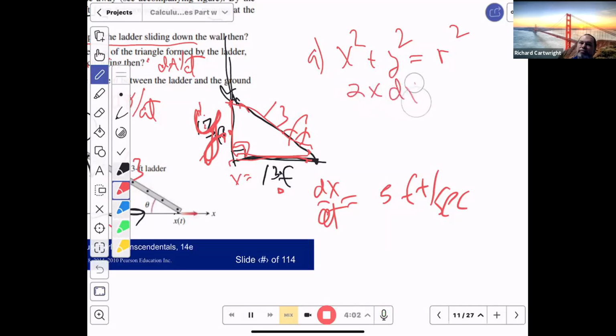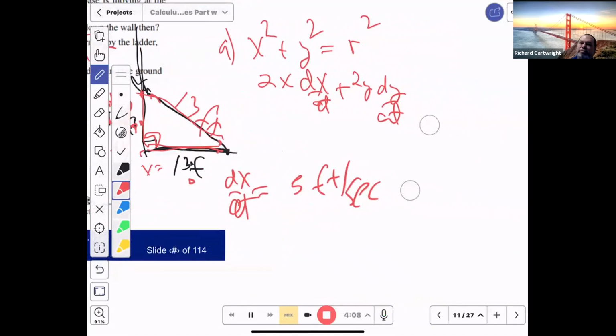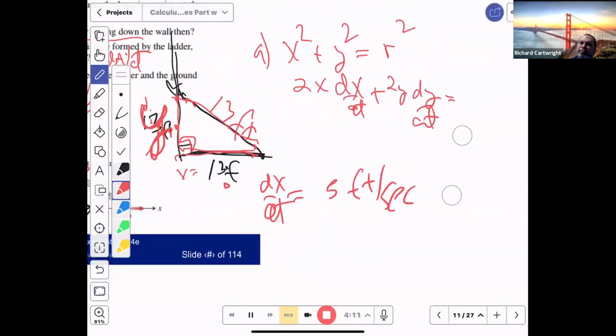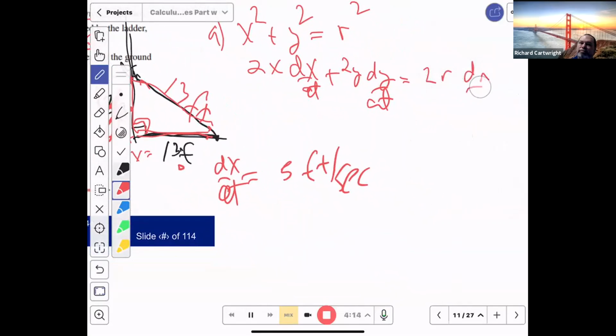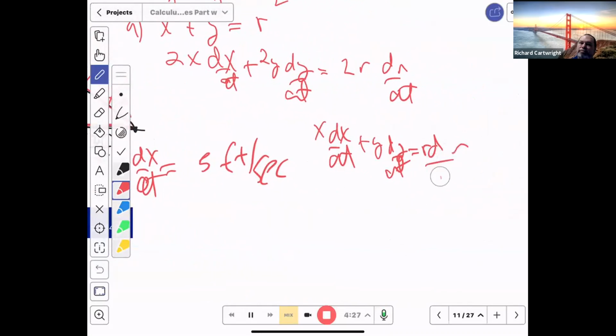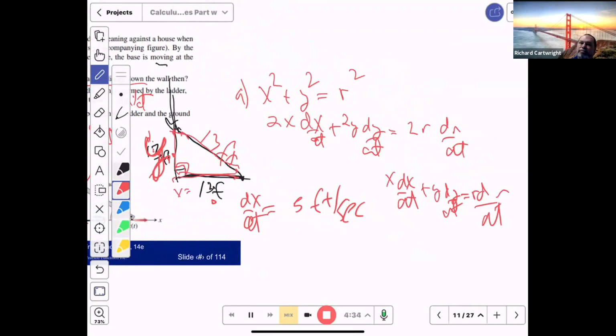2x dx/dt plus 2y dy/dt must equal 2r, well that looks familiar, dr/dt. All the 2's cancel out. I'm left with x dx/dt plus y dy/dt equals r dr/dt. And my watch is going off now, but we'll finish this one up here. Plug in what I know at that time.